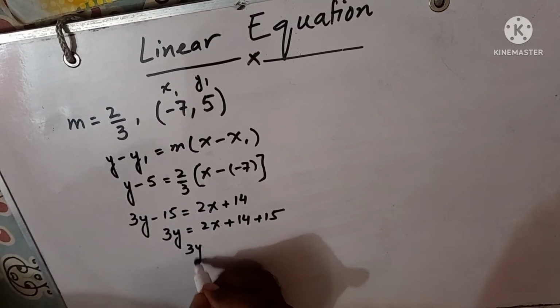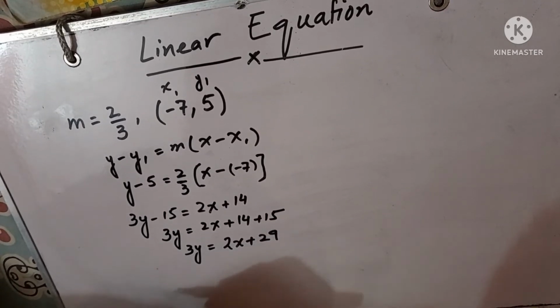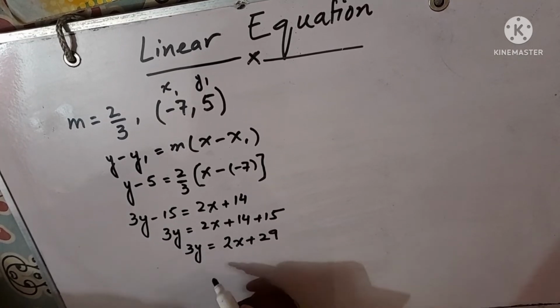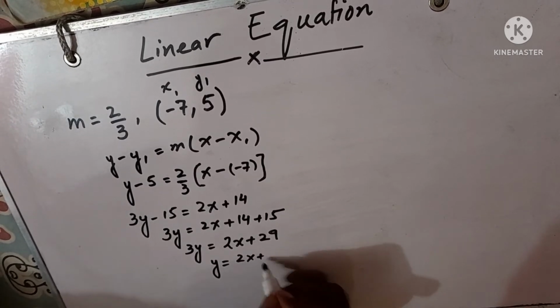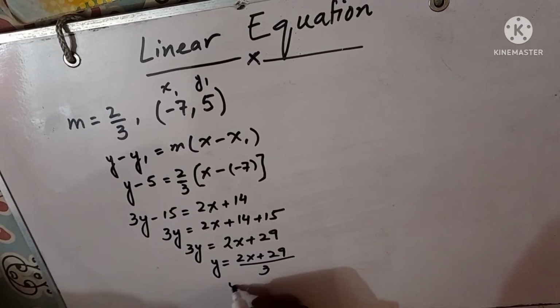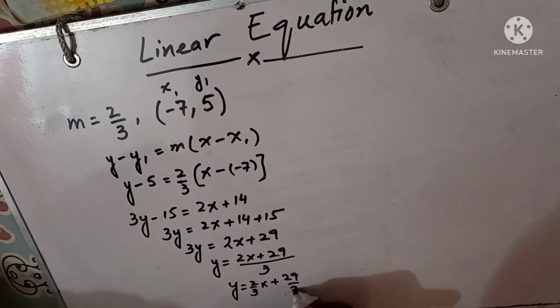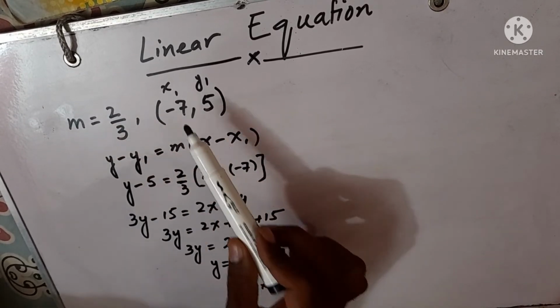So my 3y equals 2x plus 29, and 3, which is multiplying with y, when I bring it to my right side, it will divide. So I can say y equals (2x + 29) upon 3, or I can write y equals 2 upon 3 x plus 29 upon 3. And this is how I calculate the linear equation when they have given me the gradient and a coordinate.